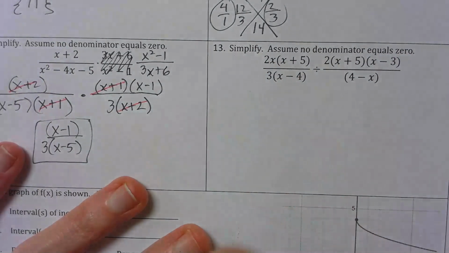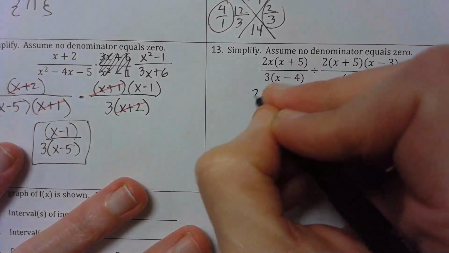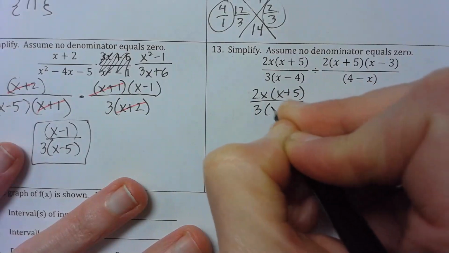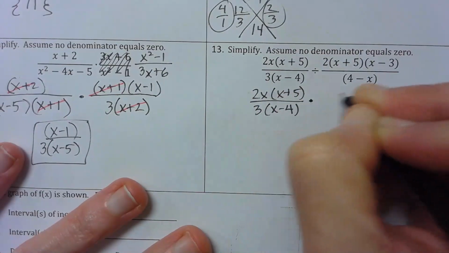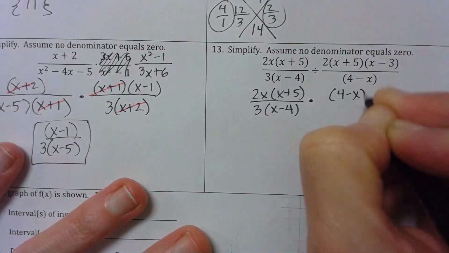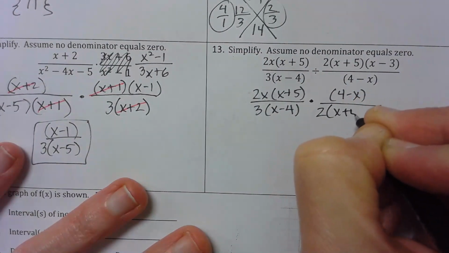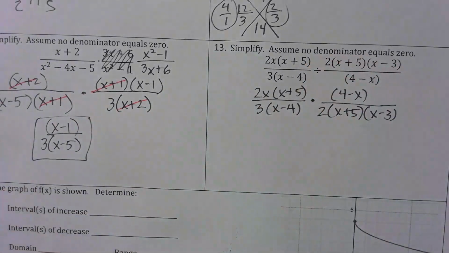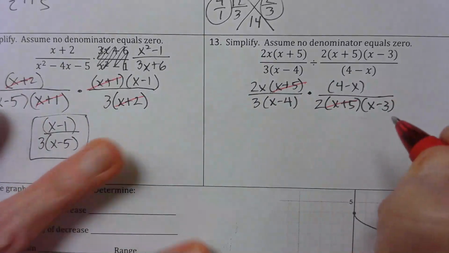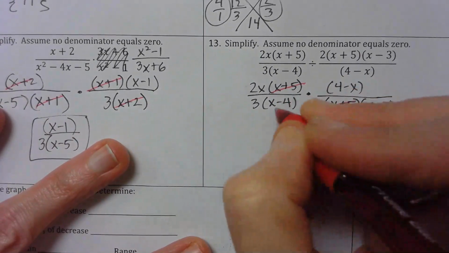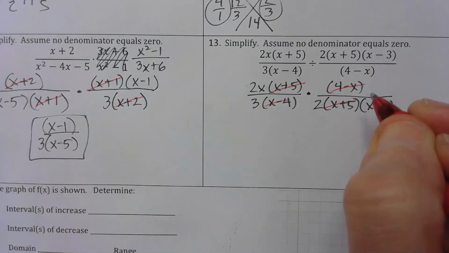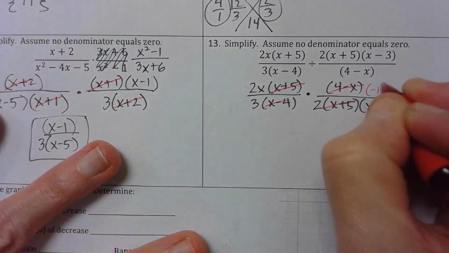So really, I'm just going to do my first step, which is to keep, change, flip. So let me keep this and change to multiplication and flip. Normally, the next step is to factor, but since it's already factored, all I need to do is cancel. So I'll cancel the x plus 5s, and I will also cancel x minus 4 with 4 minus x. Now, those are not identical factors, but we know that those are equivalent to negative 1.